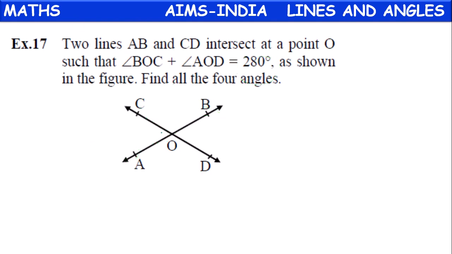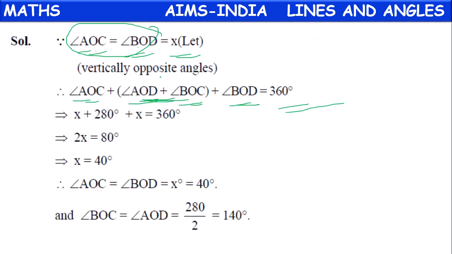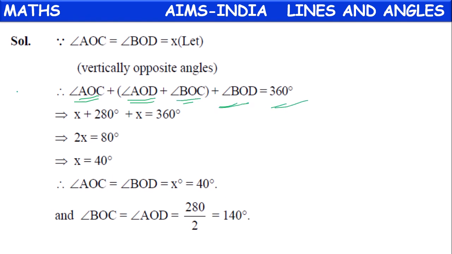Okay, one minute children, they are assuming this AOC as x and this one as x, and the sum of these two, 280 degrees. So if they write all four, AOC plus AOD plus BOC plus BOD equal to 360 degrees. AOC they have taken as x. The sum of these two they have given 280. Then x plus x, 2x equal to 80 degrees.